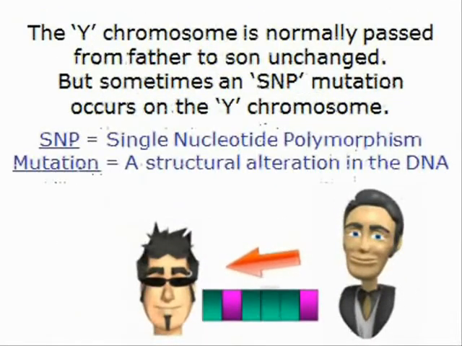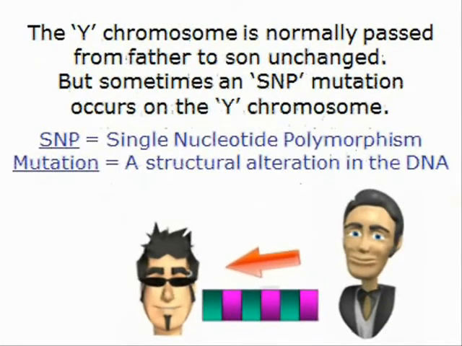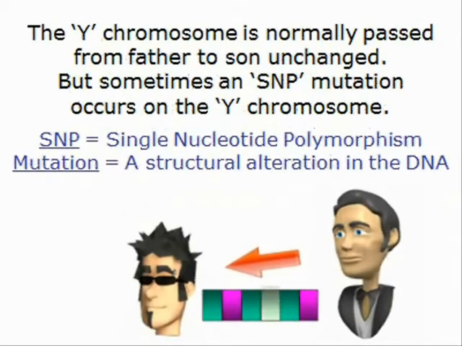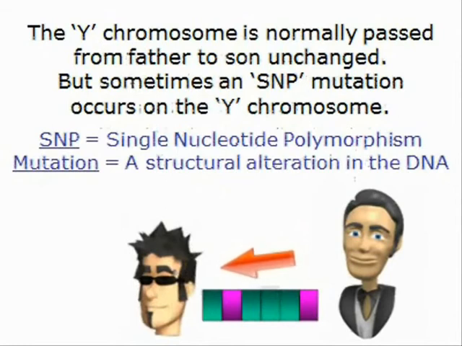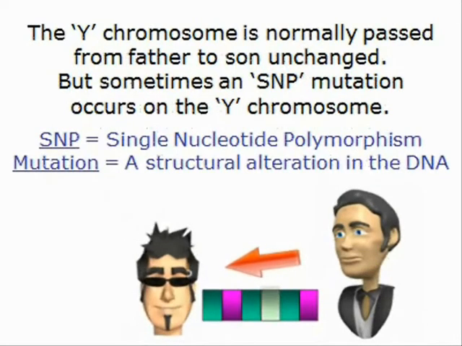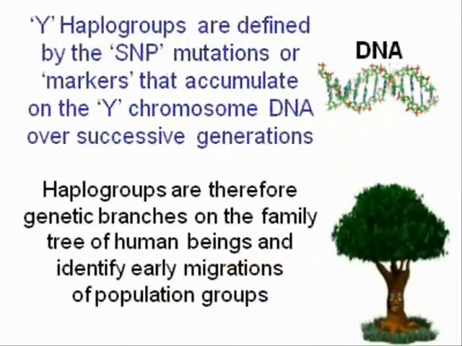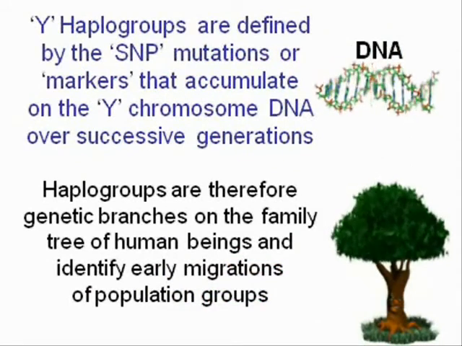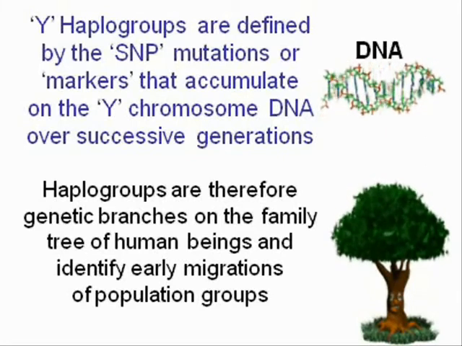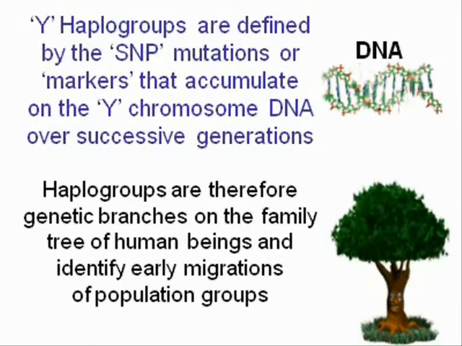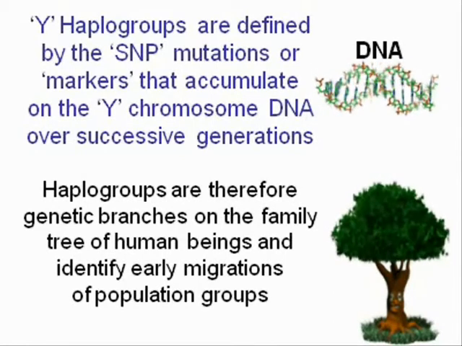The Y chromosome is normally passed from father to son unchanged, but sometimes an SNP mutation occurs on the Y chromosome. An SNP is a single nucleotide polymorphism, and a mutation is a structural alteration in the DNA. Y haplogroups are defined by the SNP mutations or markers that accumulate on the Y chromosome DNA over successive generations. Haplogroups are therefore genetic branches on the family tree of human beings.